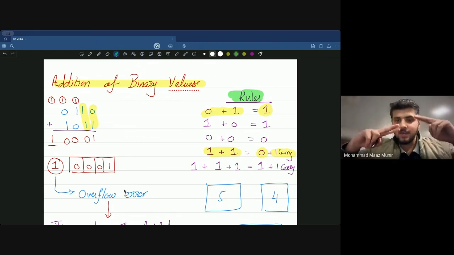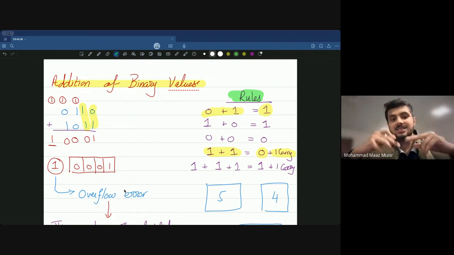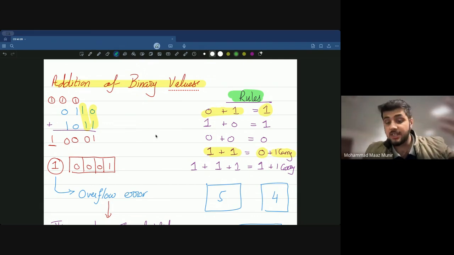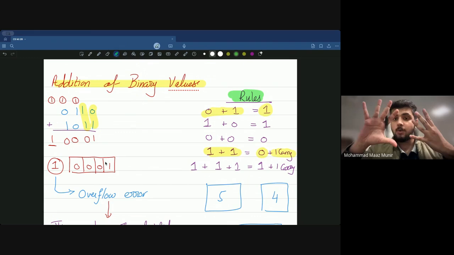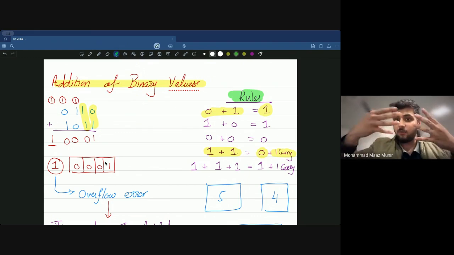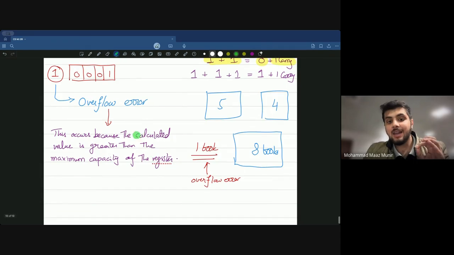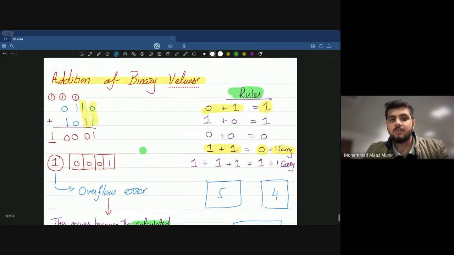If I'm adding 2 binary values and it results in a value greater than what the bits could store, like in a register of 4 capacity, but now I have 5 bits being formed, I cannot accommodate one of them. That one basically causes an overflow error. So if in the exam they ask you to name it, it's called an overflow error. And why is it being caused? It's caused because the calculated value is greater than the maximum capacity of the register.